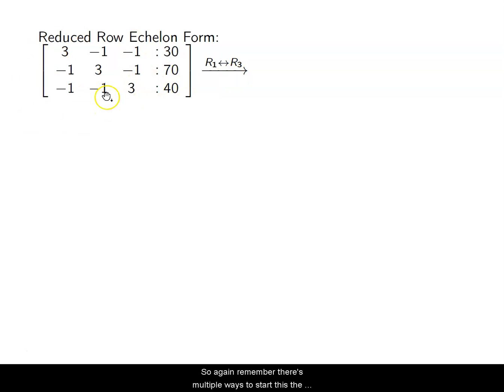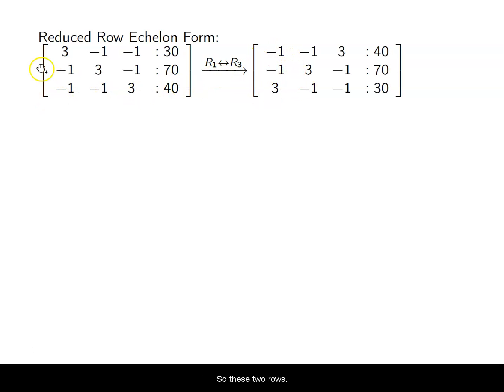So again, remember there's multiple ways to start this. The one thing that I do not want to do is take this row and divide everything by 3 to get a 1 here. That is a terrible, terrible way to start, because then I'm going to have fractions here, and as I go through my work, I'm going to have fractions everywhere. I really don't want to do that. So let's swap some rows. Okay, I could have swapped with R2 instead of R3, but it's arbitrary. Okay, so here I'm going to swap with R3. So these 2 rows swapped out.